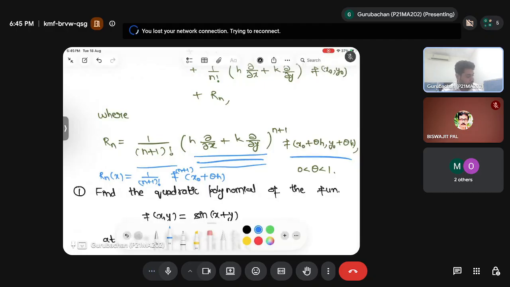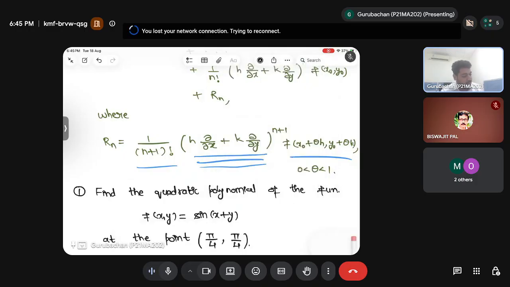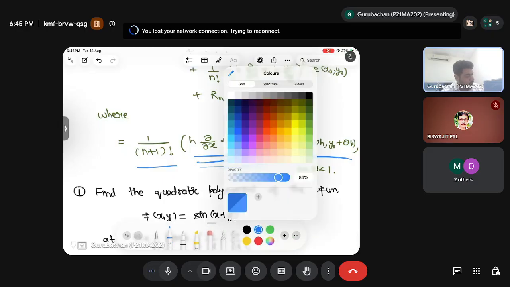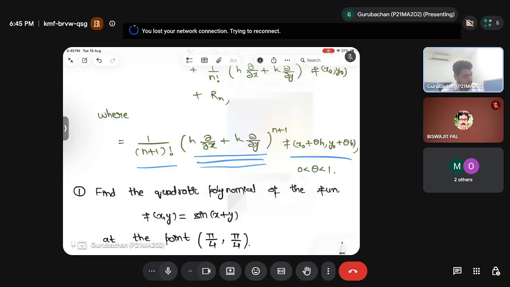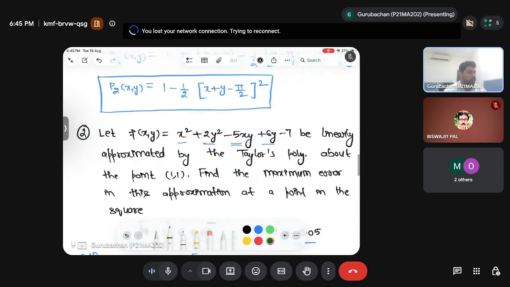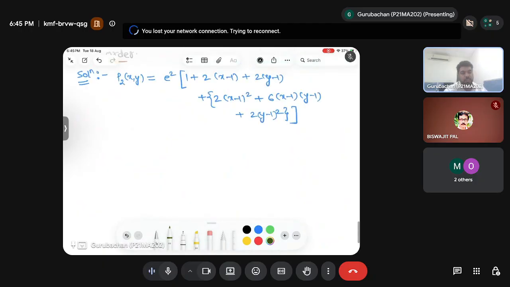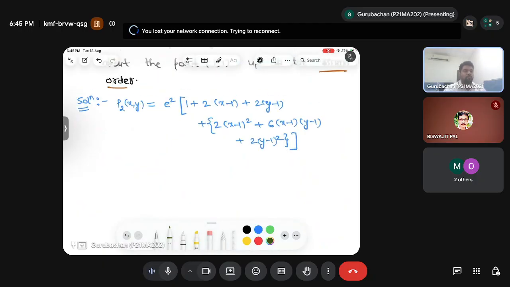Clear? So let me write it as Rn(x, y) rather than only Rn, because it is a function of two variables. So this was all about how you can deal with Taylor's series or Taylor's theorem in multivariable functions.